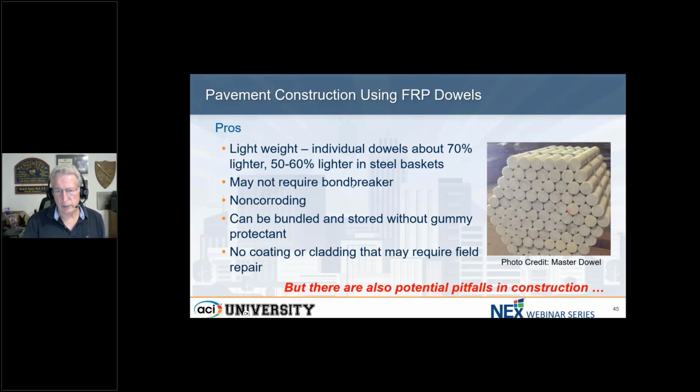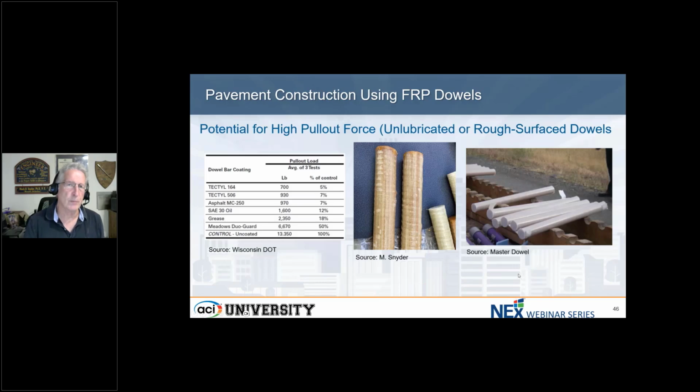So it all sounds well and good. It's all unicorns and rainbows, right, so far. But there are potential pitfalls in construction. And one is the potential for high pullout forces if you have an unlubricated bar, which I've talked about already, or a rough surfaced bar.